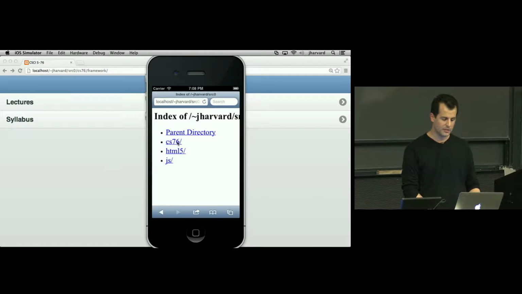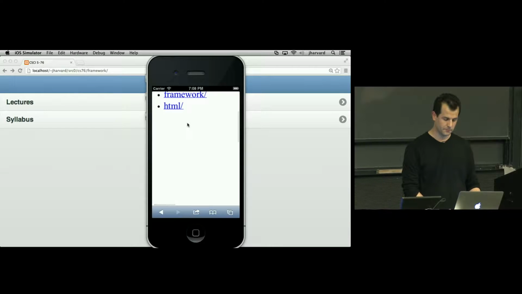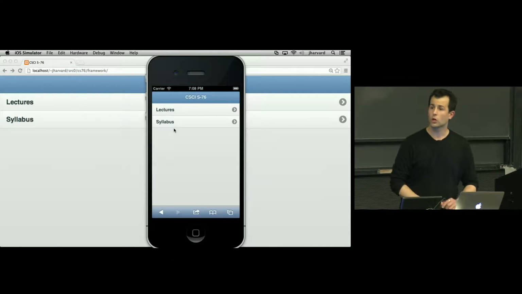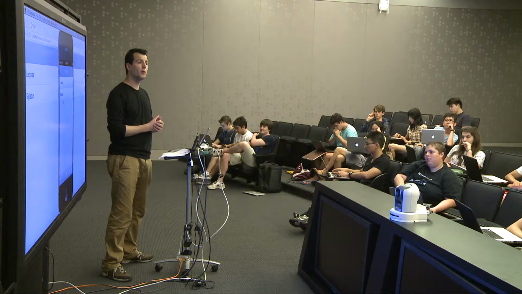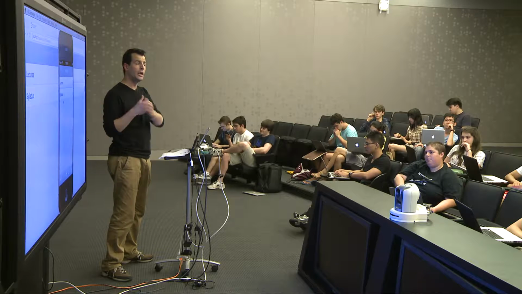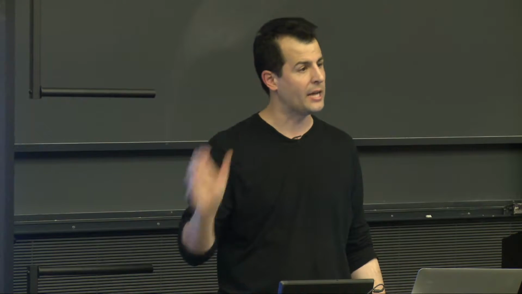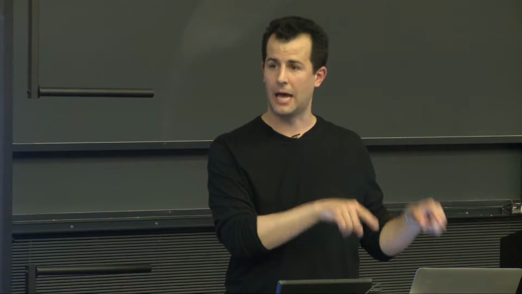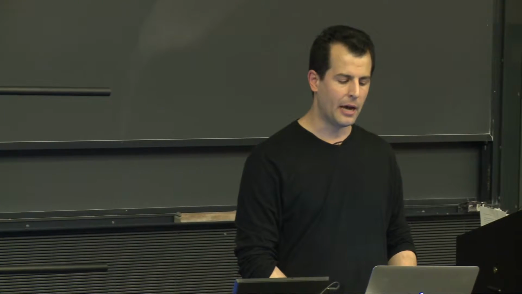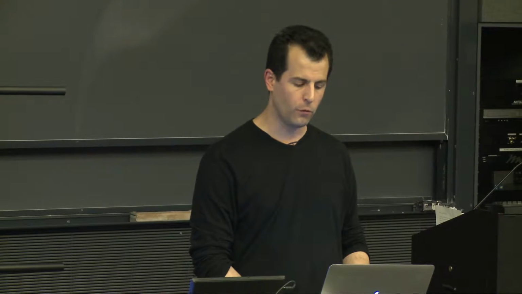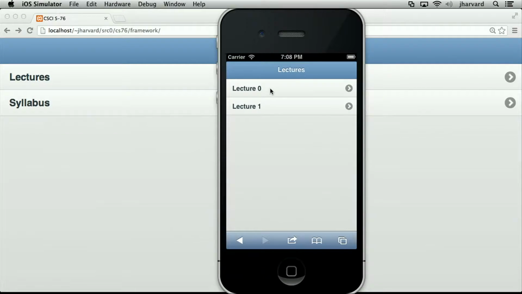Go into my CS76 directory, zoom in again, move it over here, and then go into Framework. And now it does look a lot more like a native iOS application, right? So we're not just fooling you by using Chrome. This is the actual simulator, and it would work the same on your phone. The only catch is my phone probably can't talk to my laptop unless I jump through some hoops to get the Wi-Fi to cooperate to make that work. But now let me go ahead and click on Lectures, just as I did before. Let's click Lecture 0.